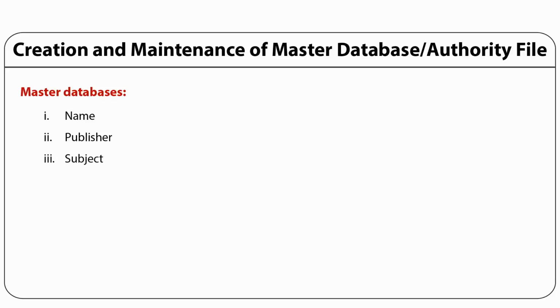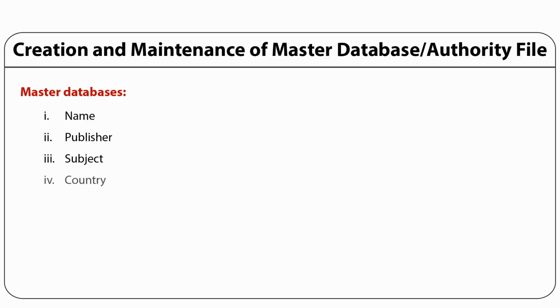Number 3, subject. This master file holds lists of subject descriptors and are available in various submodules for entering subject headings for books and serials. This master file also includes class numbers corresponding to the subjects covered.